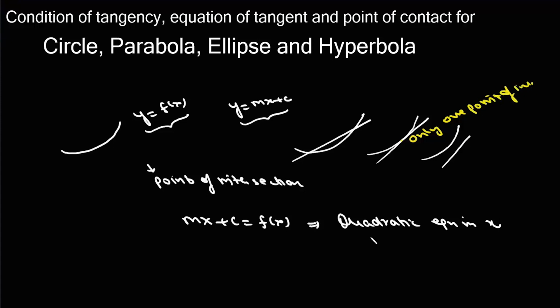That means this quadratic equation should give us only one real root, and this is only possible if the discriminant D is equal to 0. So for condition of tangency, we are going to eliminate y, we'll find a quadratic equation in x, and for condition of tangency, we'll simply put discriminant equals 0. So that's your condition of tangency.